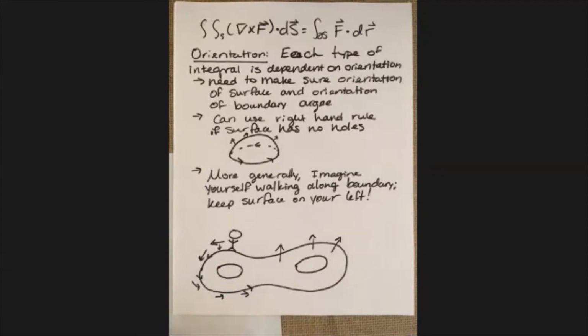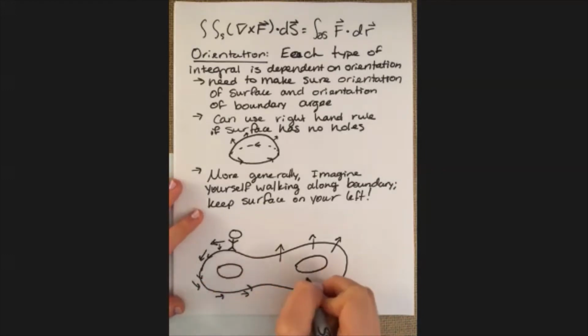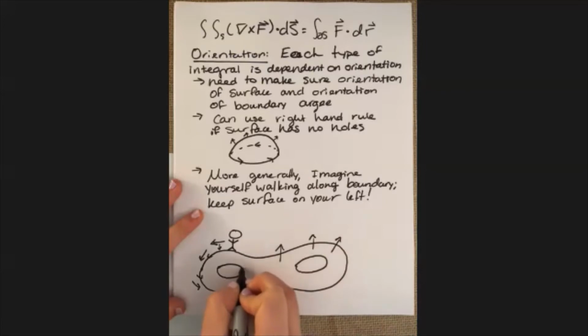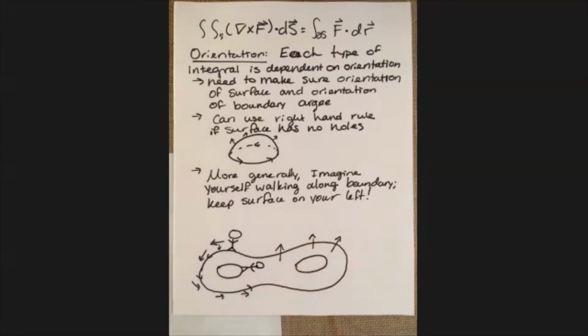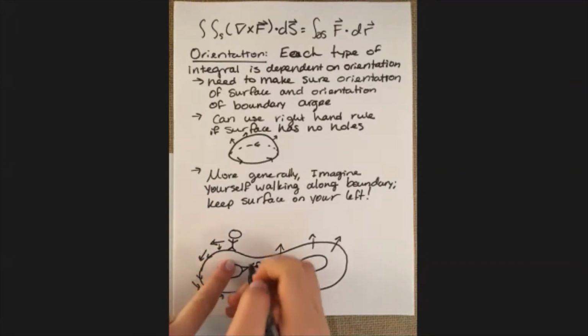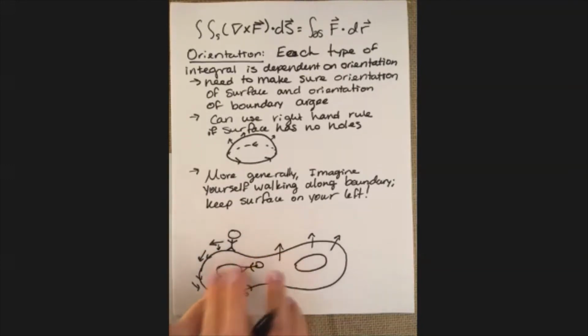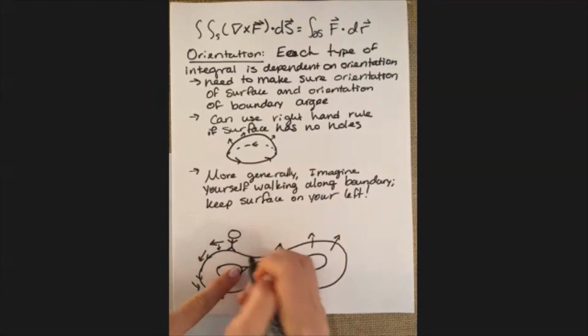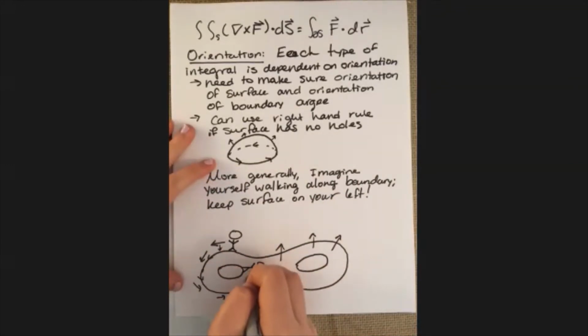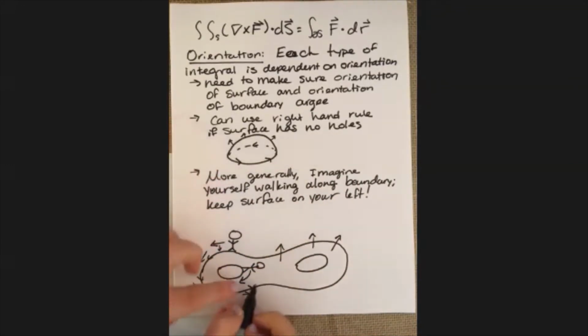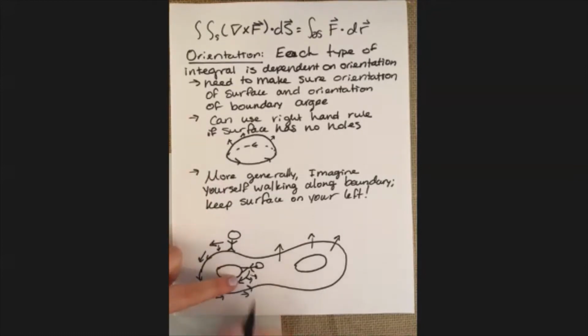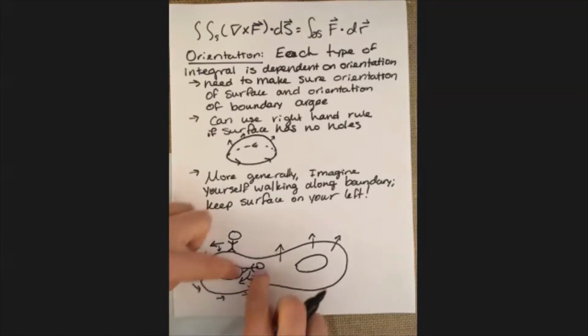Now, the reason that this becomes really important when we're dealing with holes is that if I move over to, say, this place over here, okay, now I'm going for a walk on this boundary because that's also part of our boundary. If I head in this direction, the surface is now on the opposite side of me. The surface is now going to be on the right-hand side. So I want to make sure that I'm heading in the opposite direction, because then my surface will be on the left side of me if I'm facing this direction.